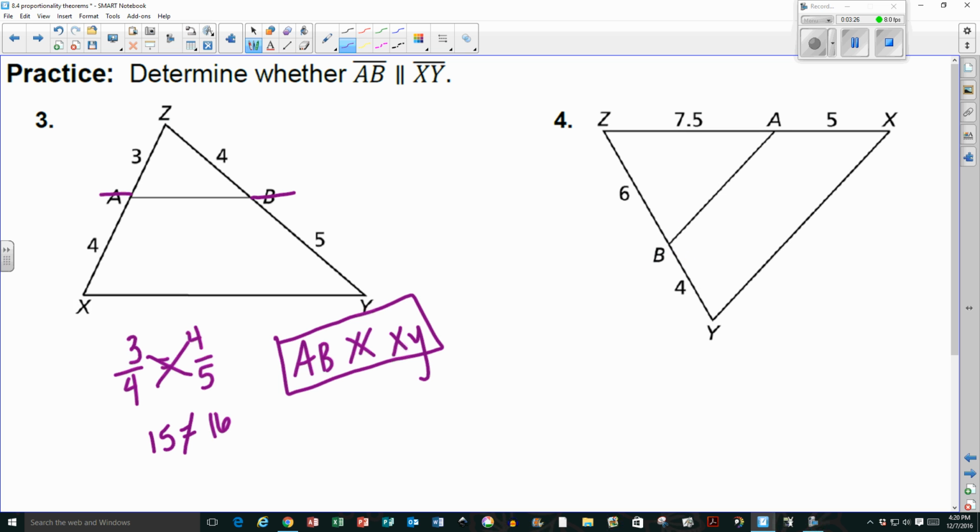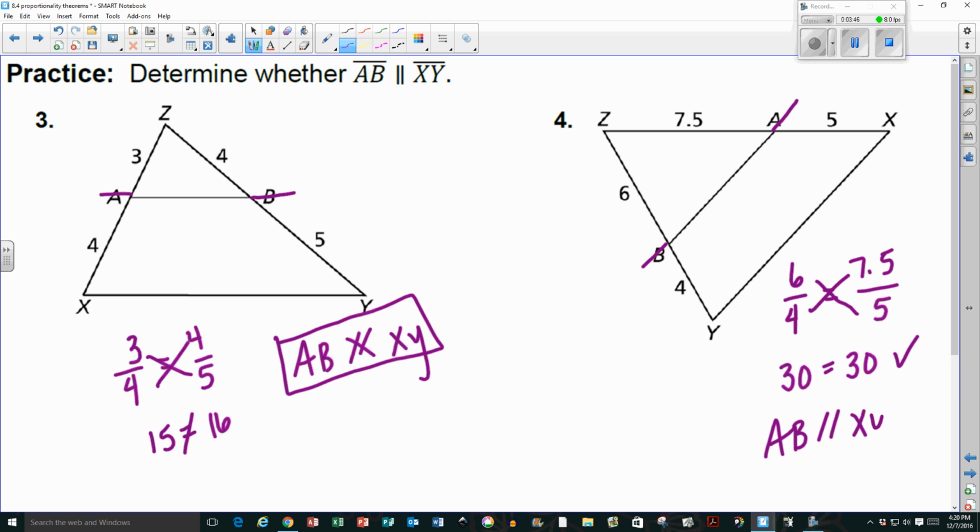Same thing over here. Extend those sides a little bit. So we've got 6 over 4 and 7.5 over 5. Cross multiply, and both are 30. That is equal, so AB is parallel to XY. So I'm going to put my marks on my picture.